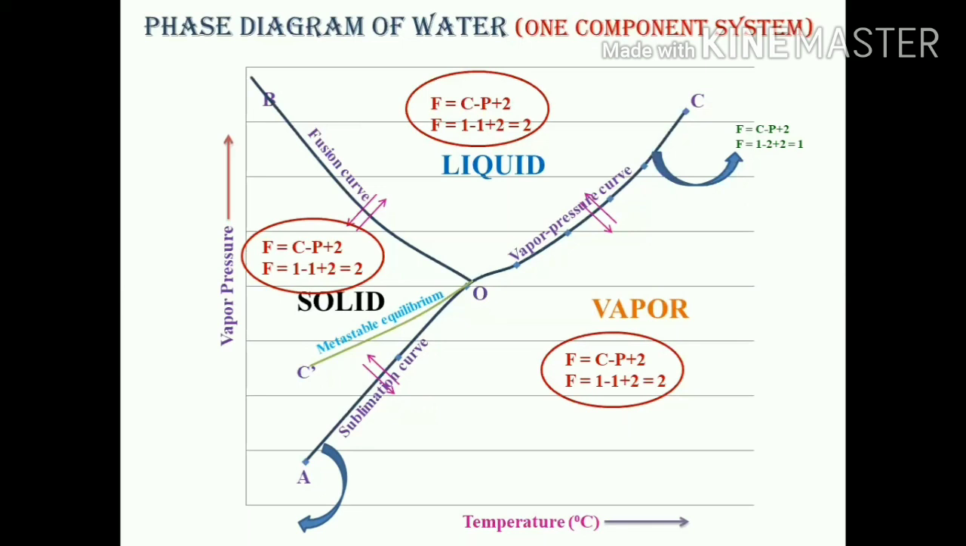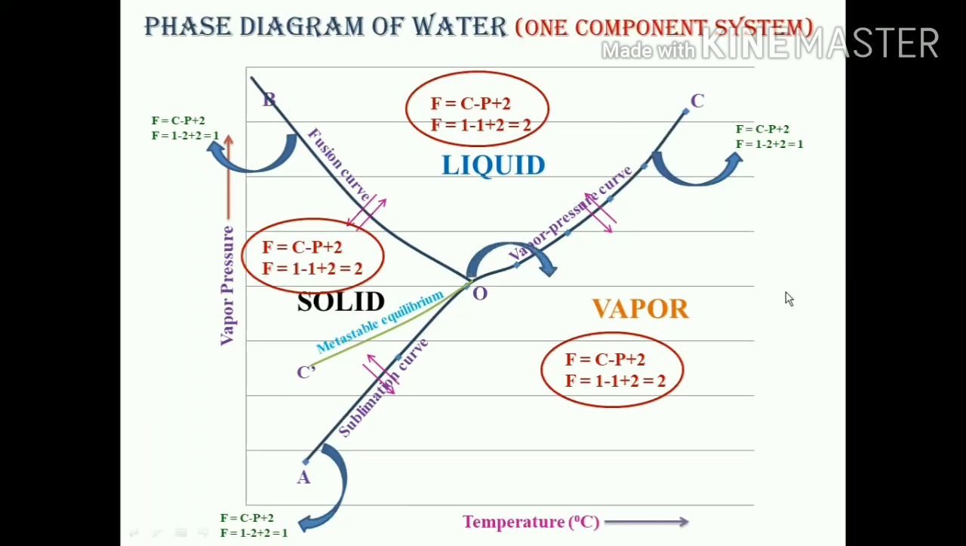Okay, let's explore another curve for the value of the degrees of freedom, that is the curve AO. The AO curve also carries the same story. Why? Because the number of components is the same, that is 1, and the number of phases also consists of 2 phases. And what are those 2 phases in case of the curve AO? It is the solid and the vapor phase. So 2 phases, 1 component, the value comes out to be 1. The same story goes for the curve OB also, wherein the number of degrees of freedom comes out to be 1. Hence, along the curves, the number of degrees of freedom is 1, and so it is called a univariant system.